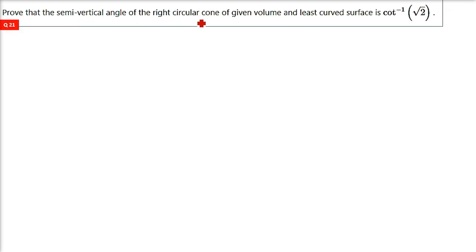Prove that the semi-vertical angle of the right circular cone of a given volume and least curved surface is cot inverse under root 2. This question also needs a proper diagram and then the expression from the diagram. So volume is given, we need curved surface area, and that needs to be least. So I am making a cone, I am talking about this angle, and this is the theta we are talking about, this is the height, this is the radius, small r.